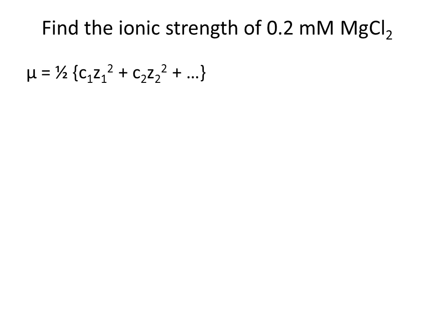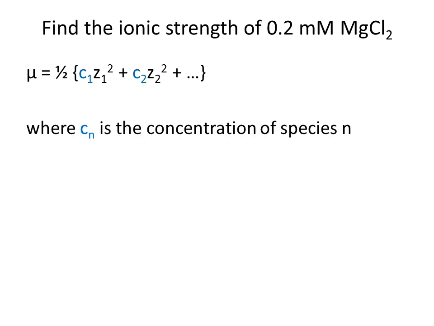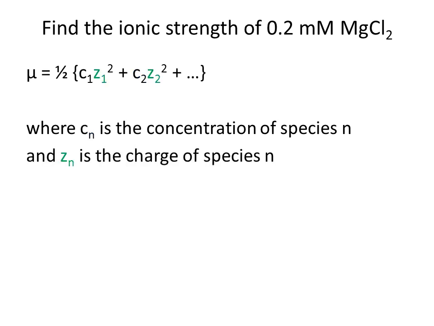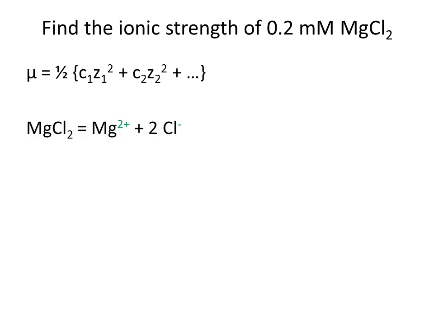Ionic strength is shown by this equation, where mu equals 1/2 times C1 Z1 squared plus C2 Z2 squared, etc. In this equation, Cn is the concentration of species n. All species that are ionic in the solution should be included in this equation. Zn is the charge of species n in the solution, and the Z value is squared, but the C value is not squared.